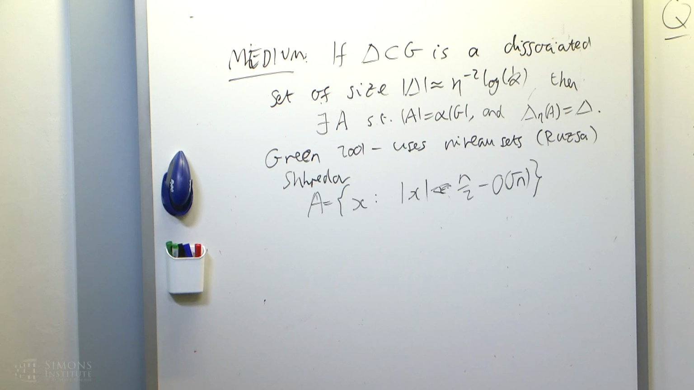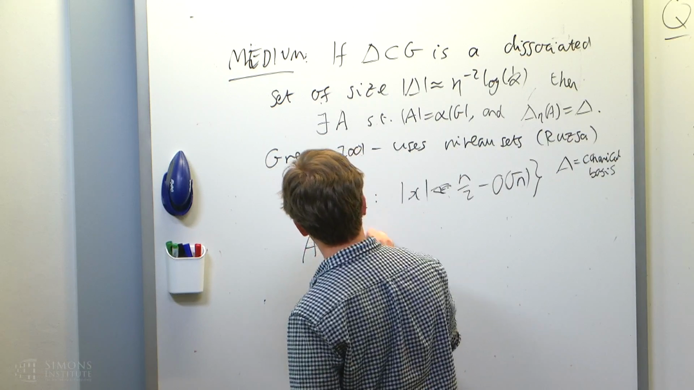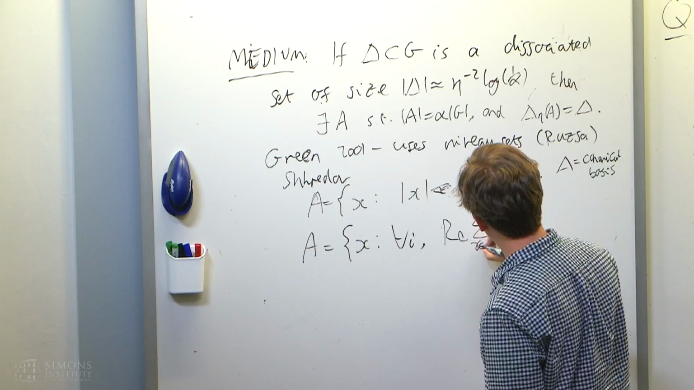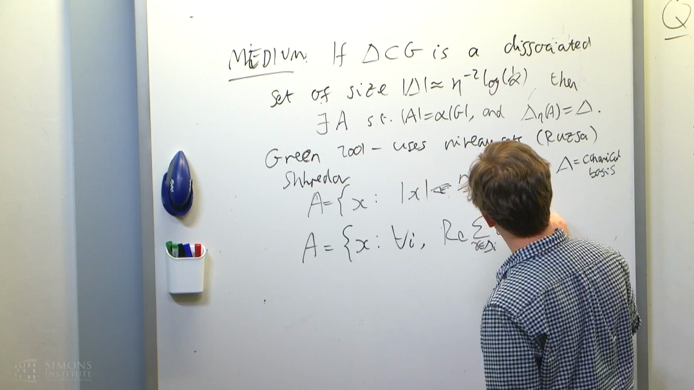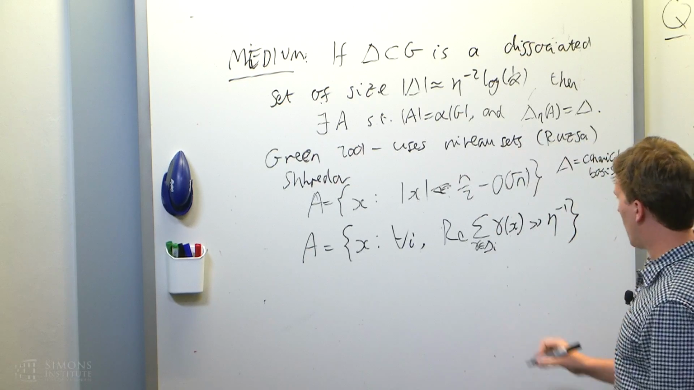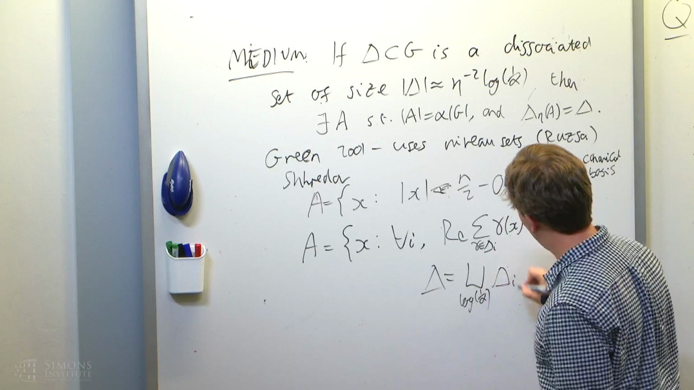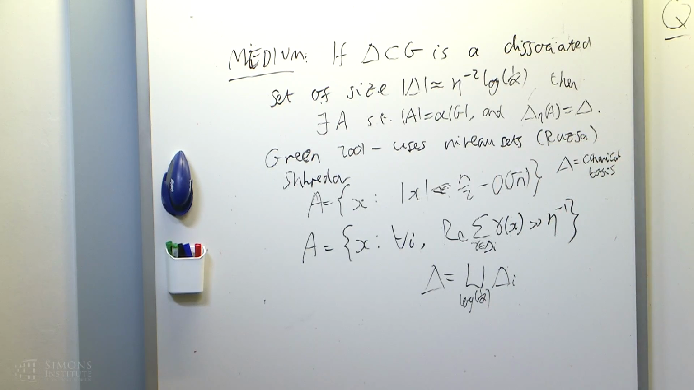And once you've done this, at least this is the case if delta is the canonical basis or something, which you can assume it is after a change of variables and a change of basis. And essentially A is of this form. And for general groups, you can take it to be the set of all x such that for all i, the real part of the sum over all gamma in delta_i of gamma of x is at least e to the minus 1, where I'm writing delta as the disjoint union of log 1 over alpha pieces. And this is the language that Ruzsa originally introduced in the integers.